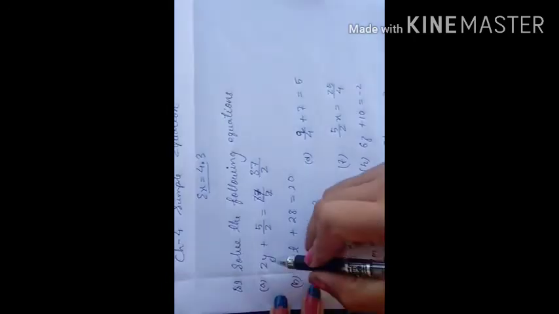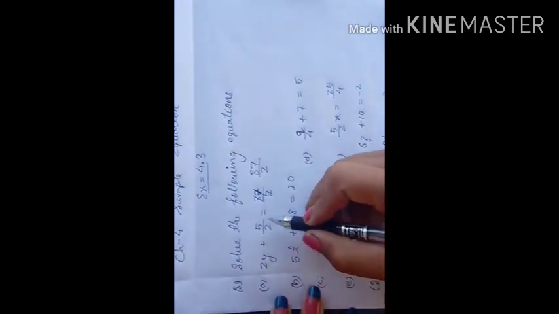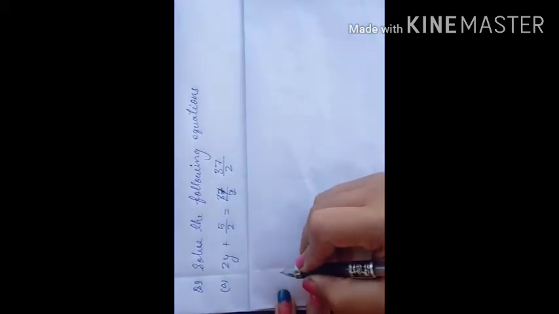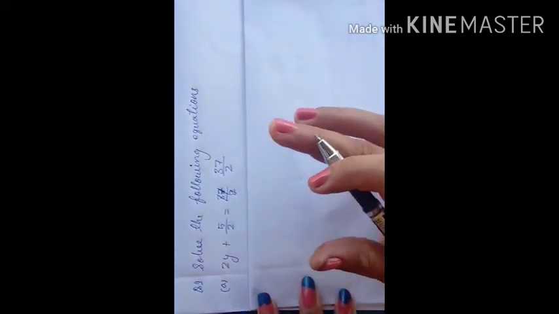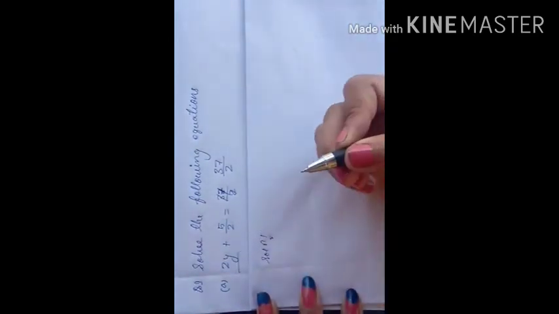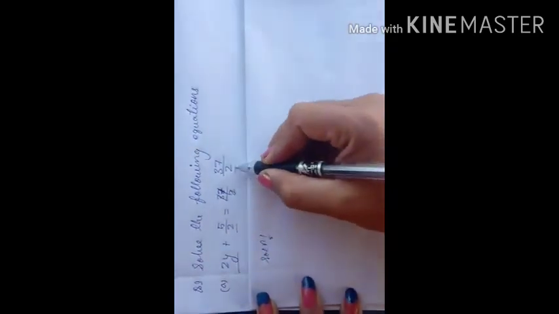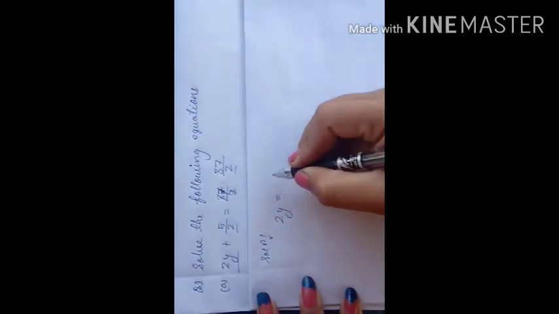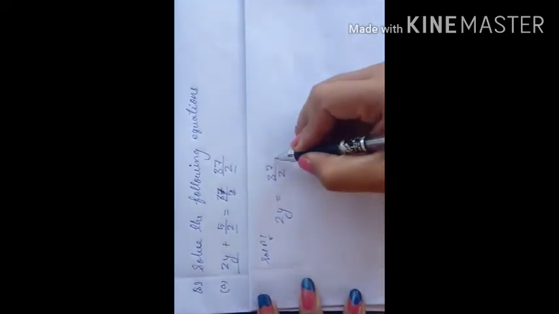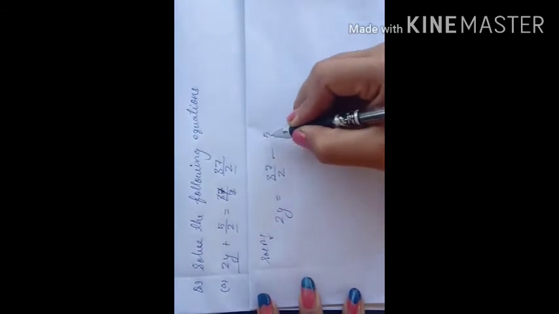Now 2y plus 5 upon 2 is equal to 37 upon 2. So we have to solve this equation now. Solving an equation means separating the variable and the constant. Only the variable, means only the alphabet, will be on one side and the constant will be on the other side. This is the variable, 2y, and these are the constants. Now keep 2y here, then 37 upon 2. After that 5 upon 2 will go to the right hand side. Here it is plus, so it will become minus 5 upon 2.